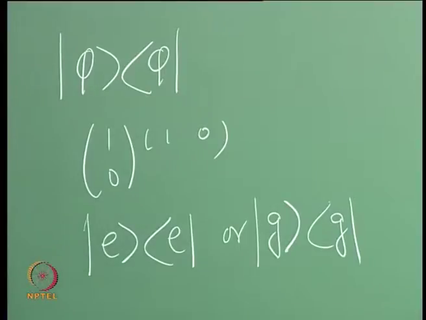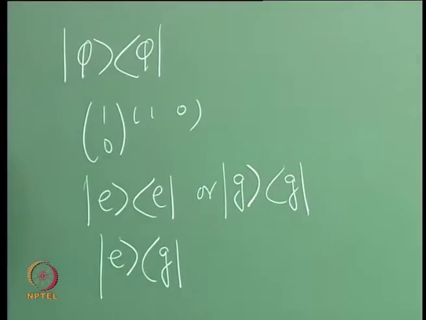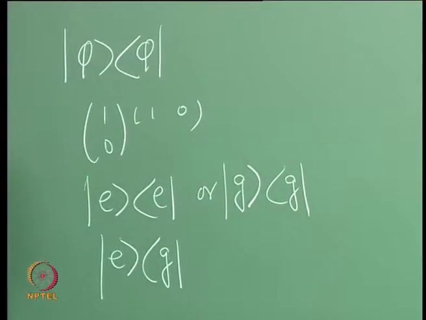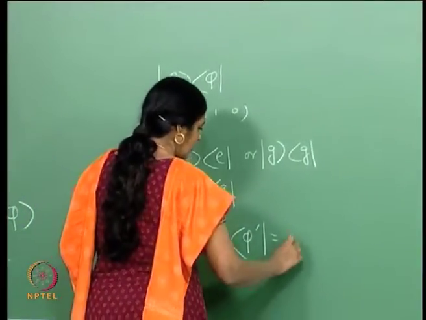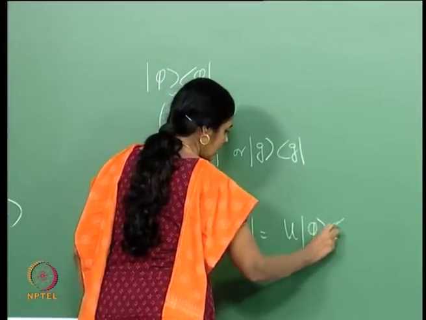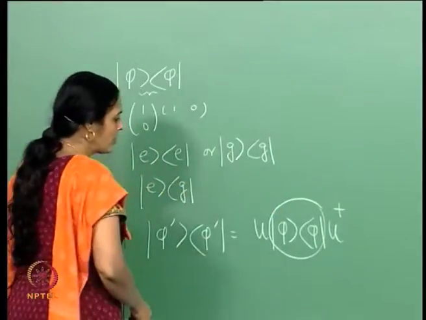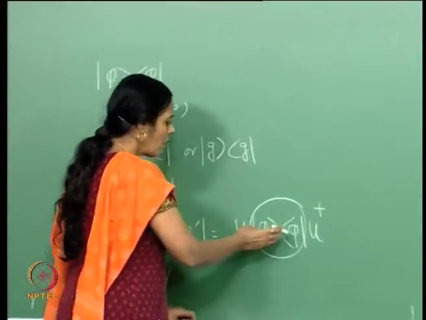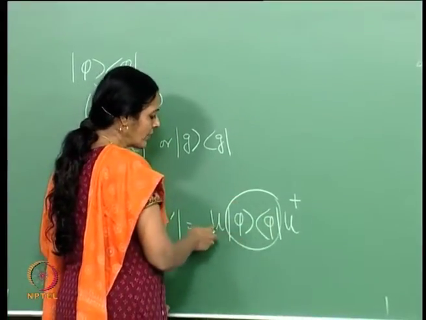Whatever I say now can also be extended to operators like EG. But just for purposes of illustration, I would consider an operator like this. So, phi prime is u phi u dagger. So, the transformation that we have brought about on the operator phi is this unitary transformation.